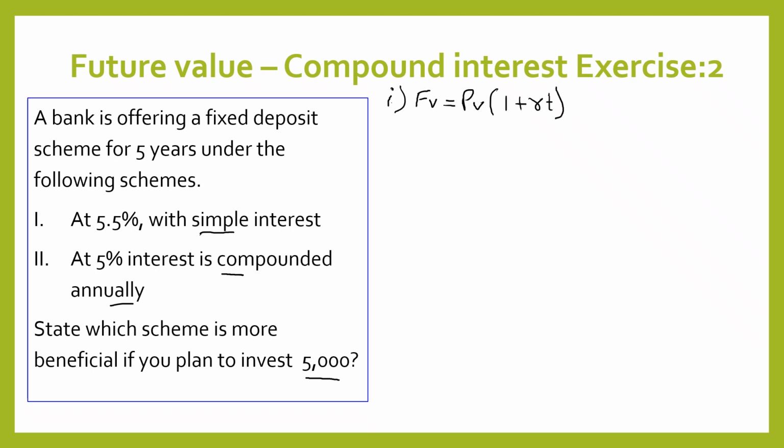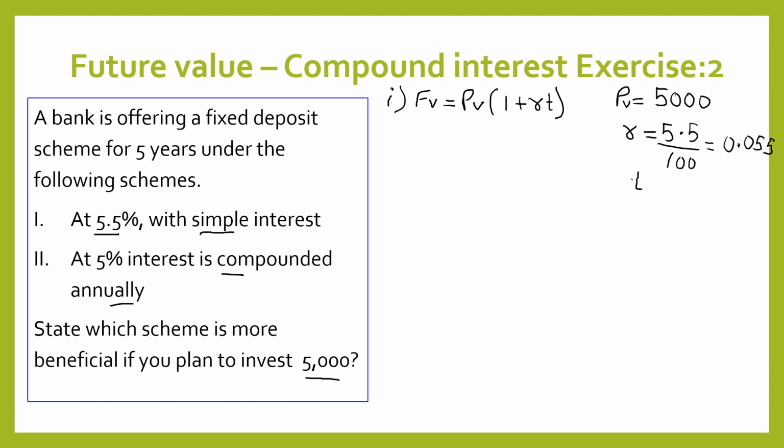Now write the value of P. What is my P? My PV or present value is 5,000. Everything is given in the question. No need to worry. R is the rate of interest. Just remember both the options' rates of interest are different. So option 1 is 5.5%. 5.5 means 5.5 per 100. So 5.5 divided by 100, it will come to 0.055.